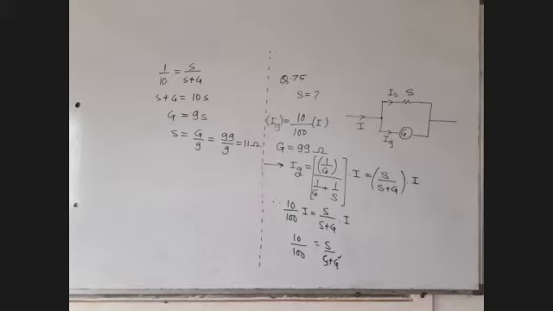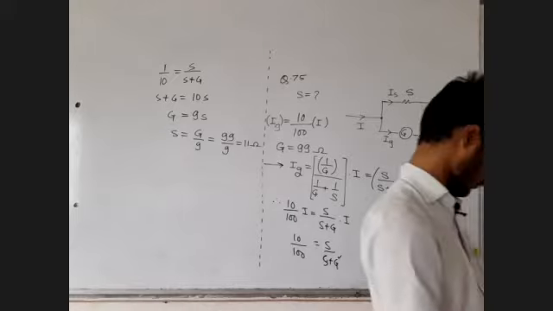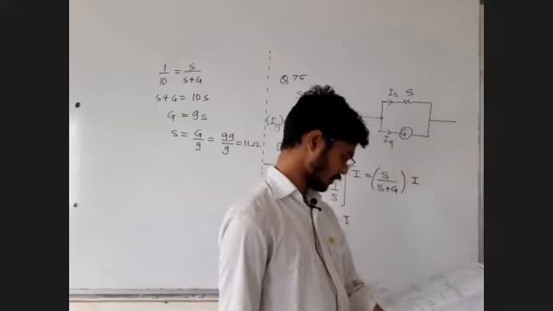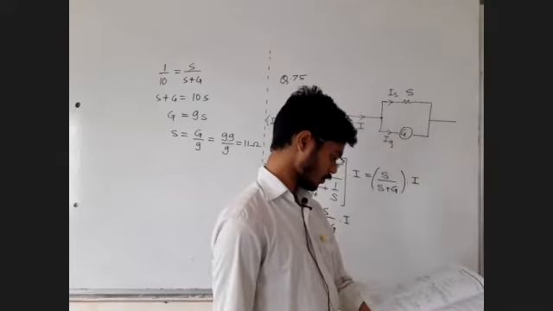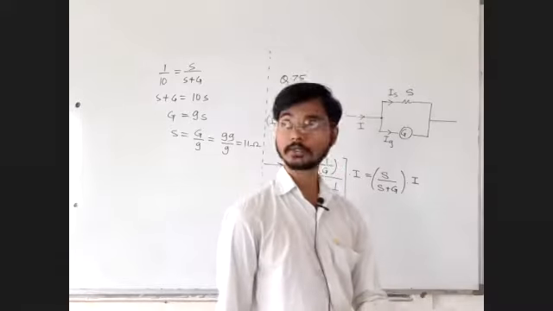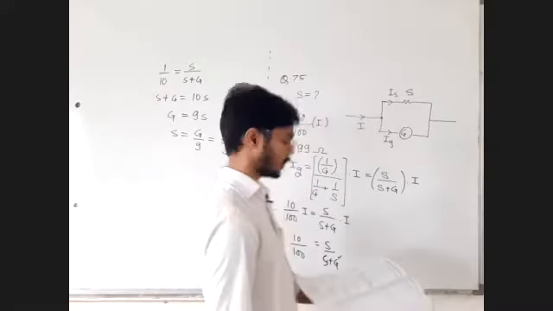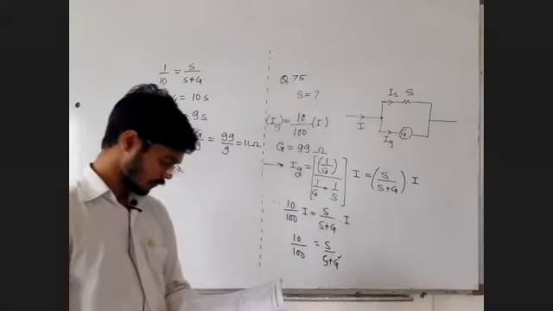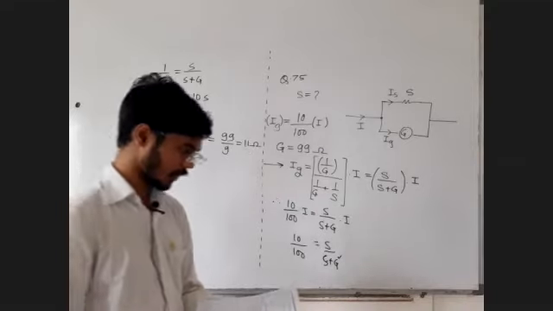Fine. Now let us solve the next question. What is the next question? Question number 76. Find the current in circuit A and circuit B. Also determine the percentage error in measuring the current through an ammeter.